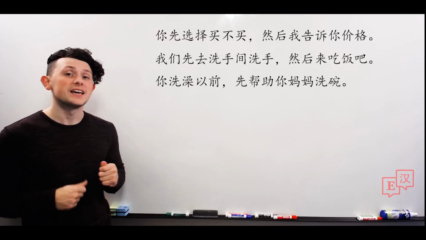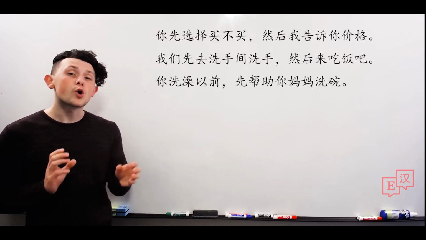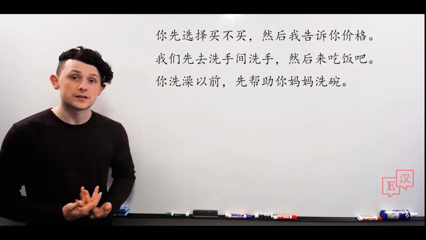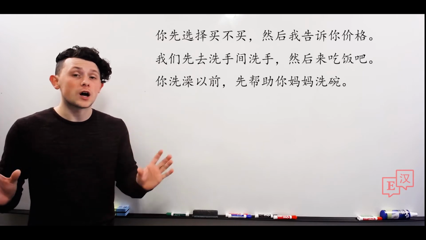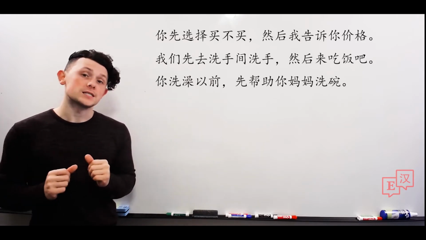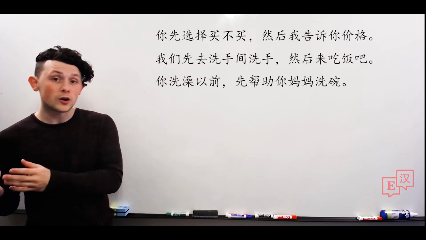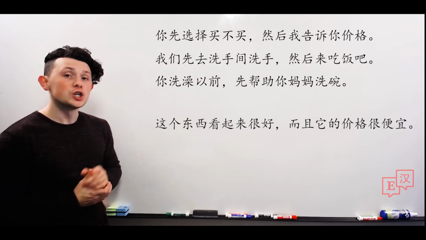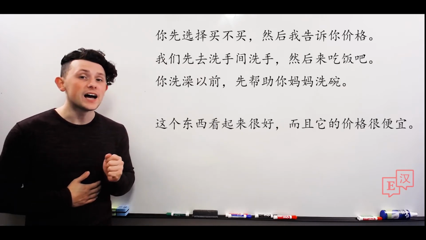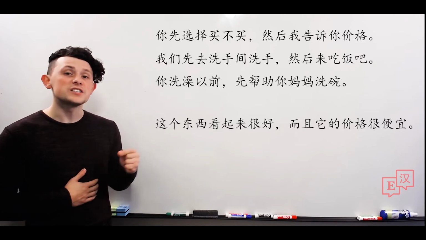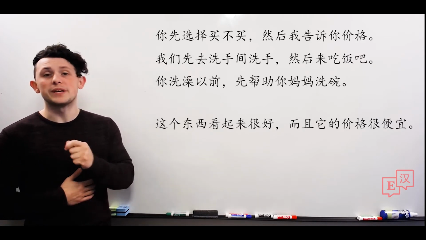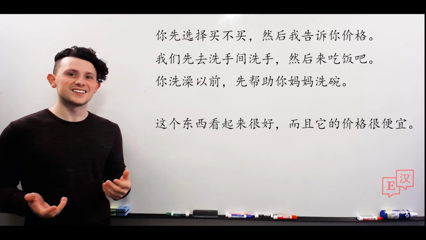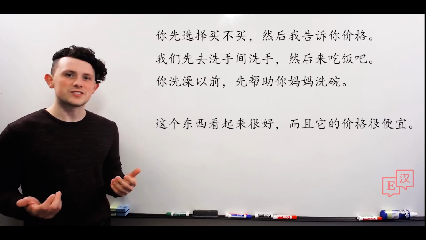Now our next grammar piece is using 而且. 而且 means moreover or additionally. In English, this often takes the meaning of and. Like when we're combining two logically connected clauses, like two full sentences. We're saying these things, not only this, also this, or and this. Let's look at some examples. 这个东西看起来很好，而且它的价格很便宜。This stuff or this thing looks pretty nice. Also, it's not very expensive.